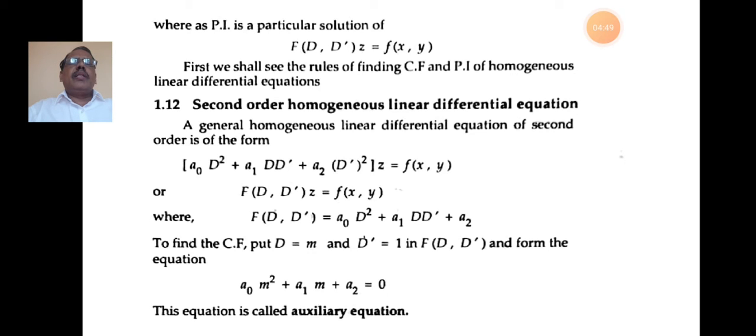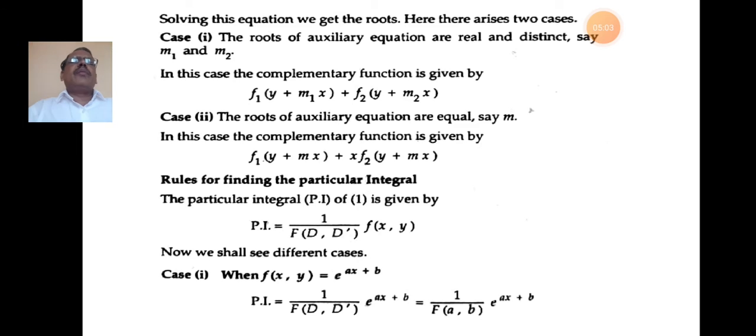So first you put the value of D as m and D dash as 1 in the given equation, and we obtain the equation of the form a naught m squared plus a1 m plus a2 is equal to 0. This is called the auxiliary equation of the given equation. And solving the equation, we get two roots.